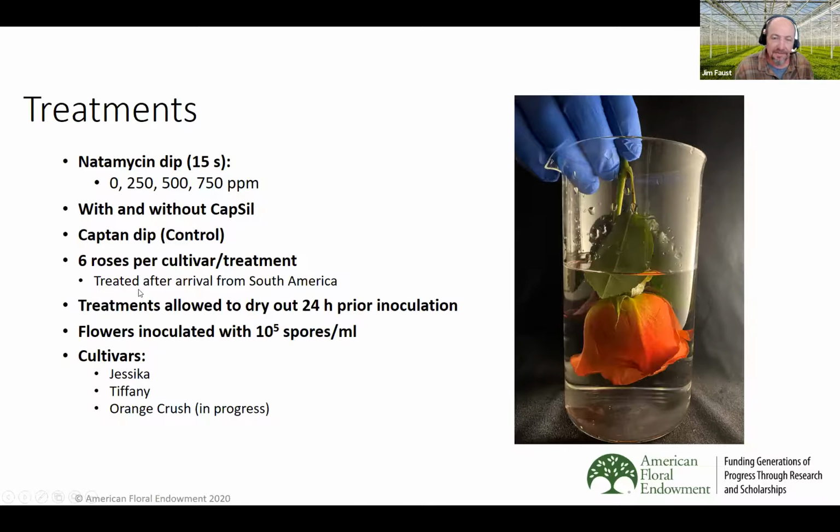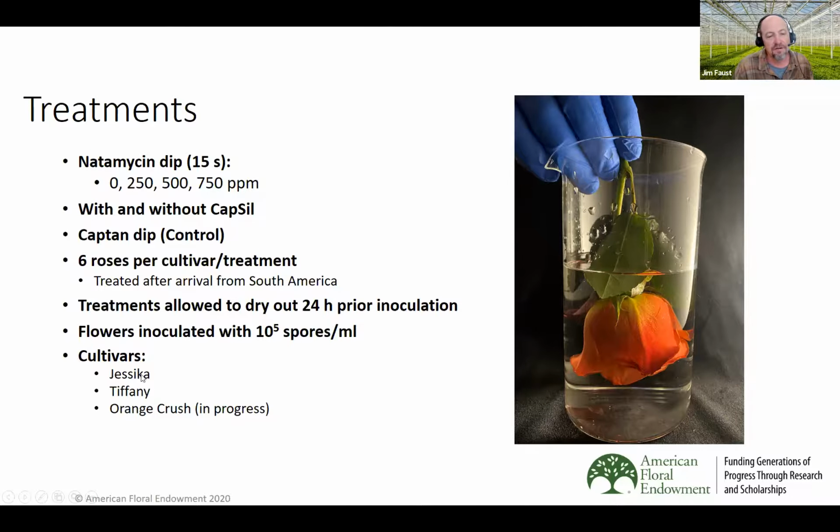We are treating flowers that have already been harvested in South America and gone through the post-harvest chain. We buy them locally from a distributor, and then we treat them. So we don't know what's been on them previously, but we treat them once we acquire them at the local wholesale flower distributor. Again, we dip them, and then we let the flowers sit in a vase, allow them to dry out, and then inoculate the top of the flowers, with all the open petals being exposed, with a spore suspension.